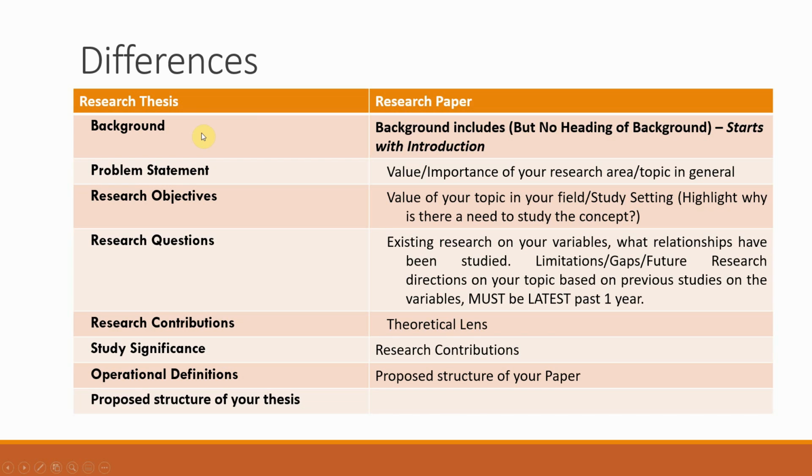So when you are writing a research thesis, you start with the background, and in the background you write about the value of the topic in the study setting and existing research on the variable, and that culminates into a research problem statement that flows into research objectives and research questions. Followed by this, you write your research contribution, study significance, operational definitions, and proposed structure of your thesis. All these things are obviously in the thesis as well, but in the paper, they are not in the form of a heading.